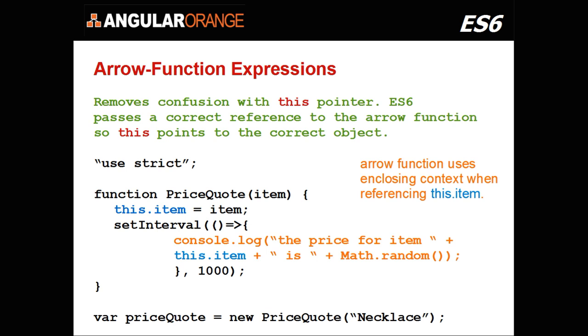So for example, if I instantiated a price quote with necklace, that function set interval would be called, and eventually the item necklace would be logged correctly. So the log statement would be the price for the item necklace is some random number. Just an example.